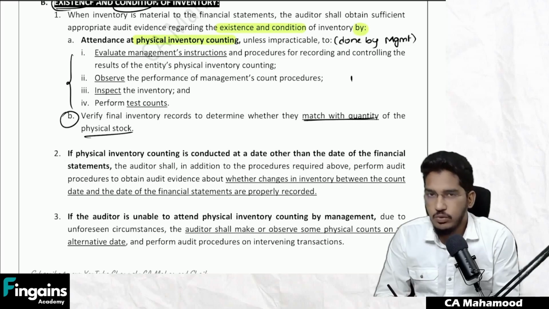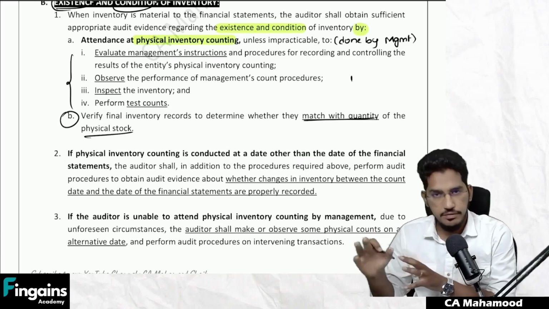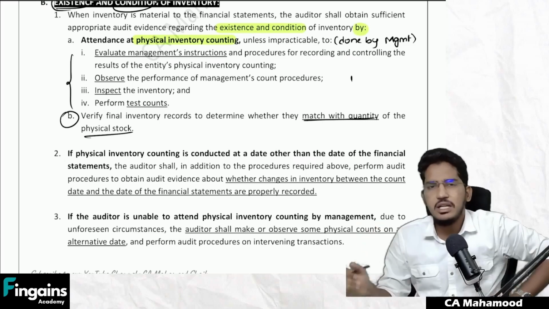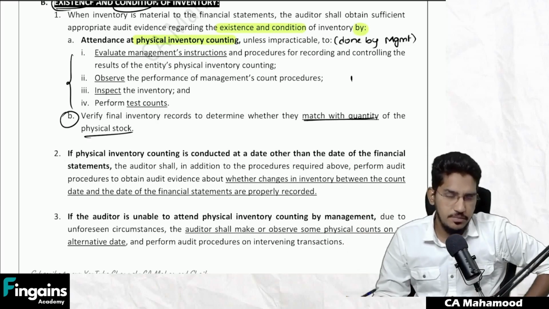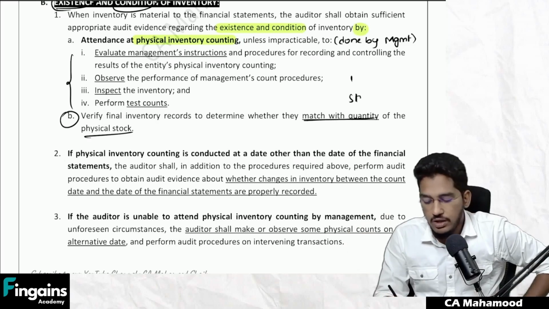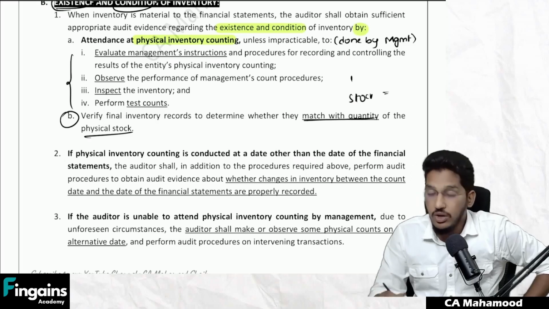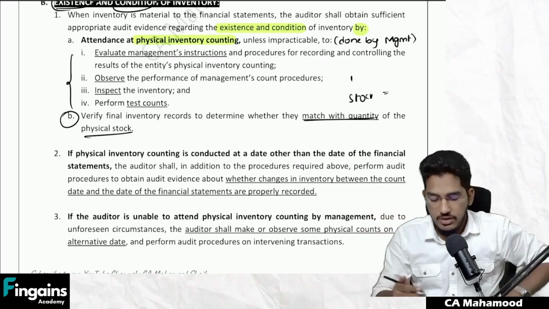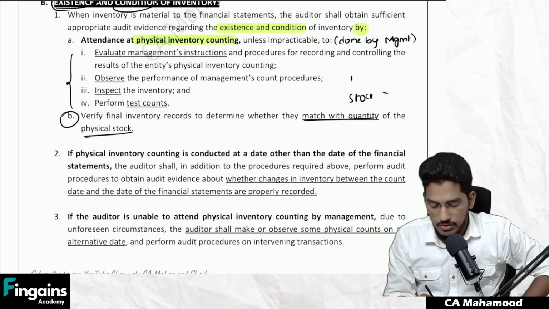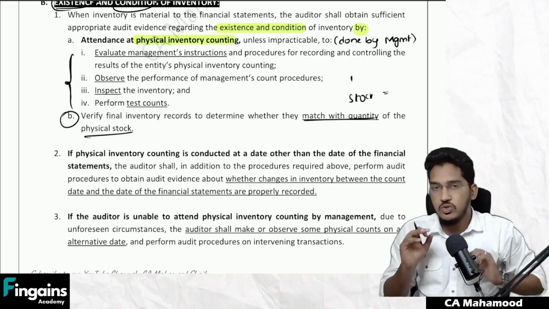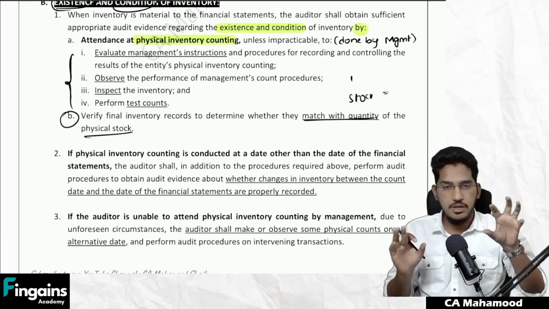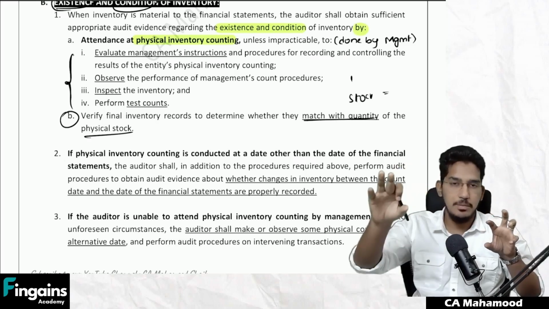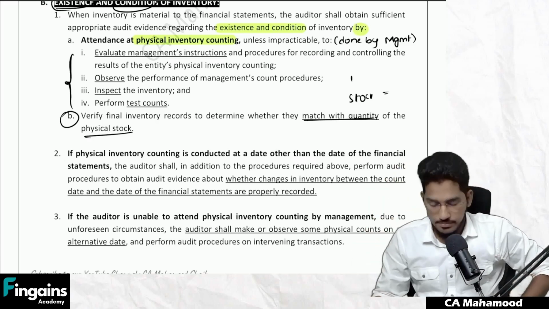Guys, why do we do physical counting? When I say physical counting, physical verification, both convey the same meaning. What is the ultimate purpose of doing physical verification of stock? To determine whether the stock that is there in the books and the stock that is lying physically in the warehouse are matching or not. So as an auditor, you attend that inventory counting process, do these 4 steps, and also finally verify whether the stock as per records and the stock verification done by the management are matching or not.